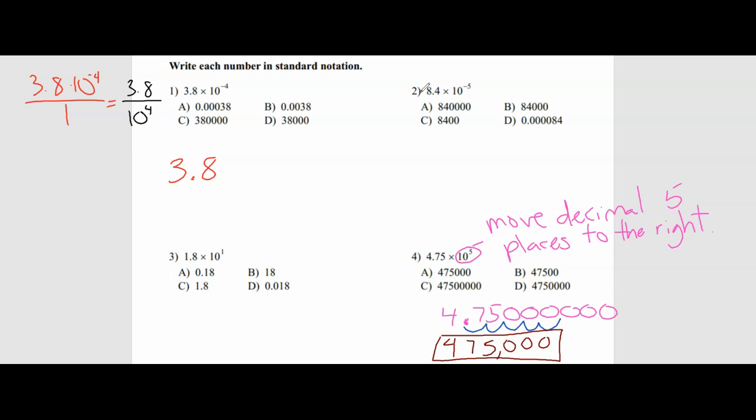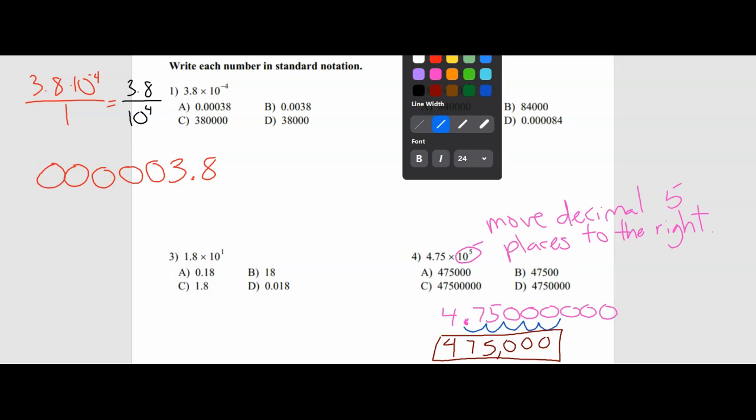So that's why when you're multiplying by base 10 with a negative exponent, your number is going to be smaller than that number out in front. So all I need to do is add some zeros to the left-hand side to make this moving of the decimal place a bit easier. It doesn't matter how many you add, you just want to make sure you have enough.